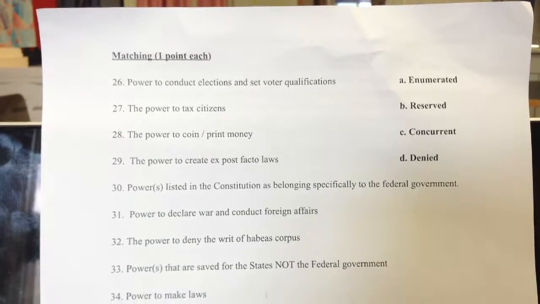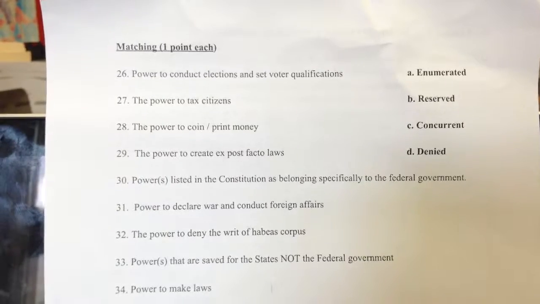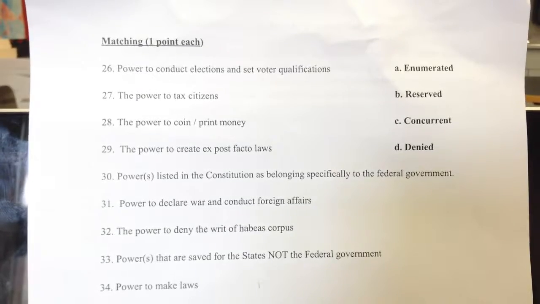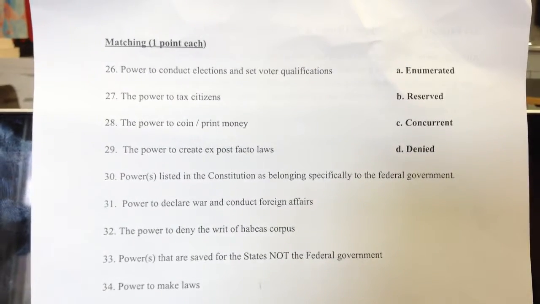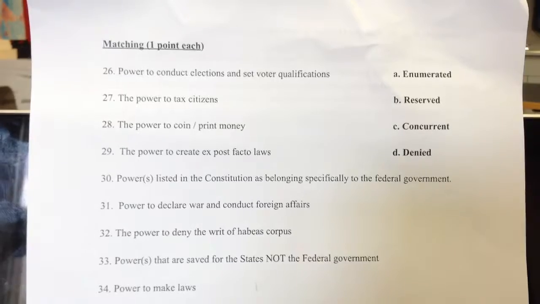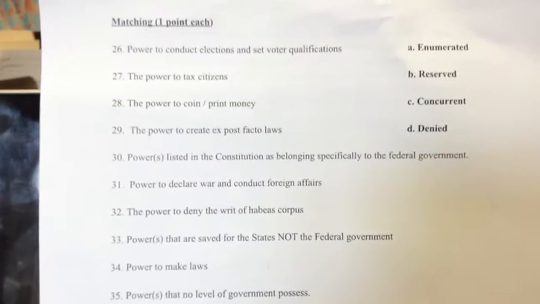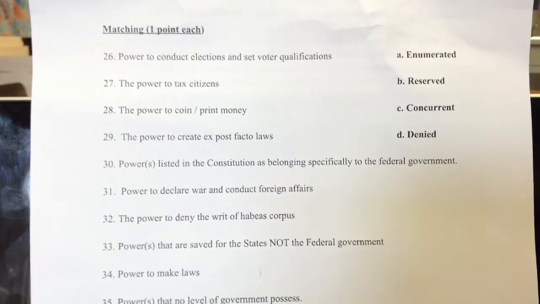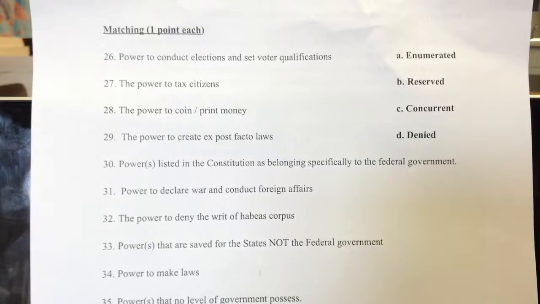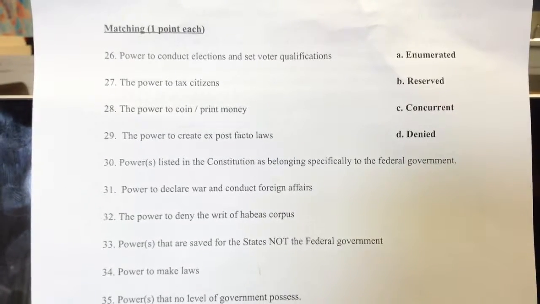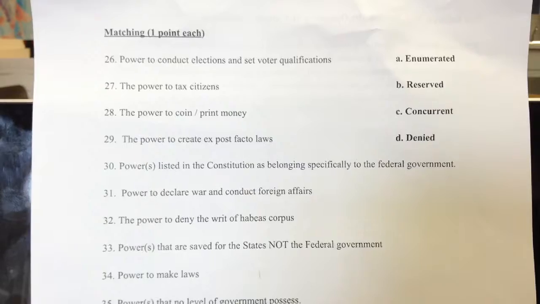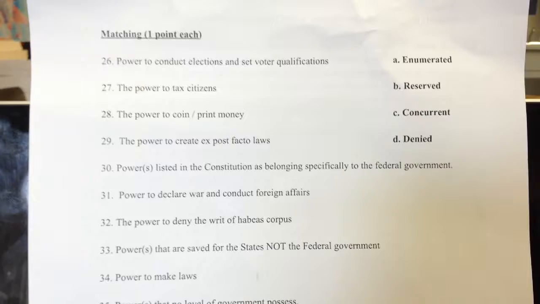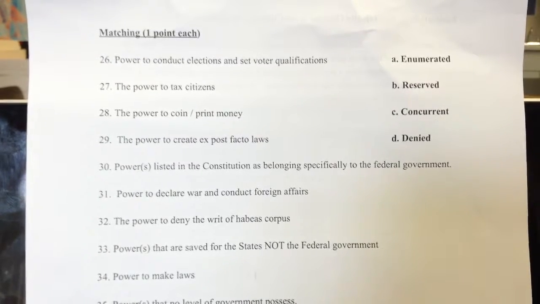The following section is also matching, worth 1 point each. Your choices this time will be A, enumerated, B, reserved, C, concurrent, and D, denied. Those are all powers. Number 26, power to conduct elections and set voter qualifications. Number 27, the power to tax citizens. And number 28, the power to coin and print money.